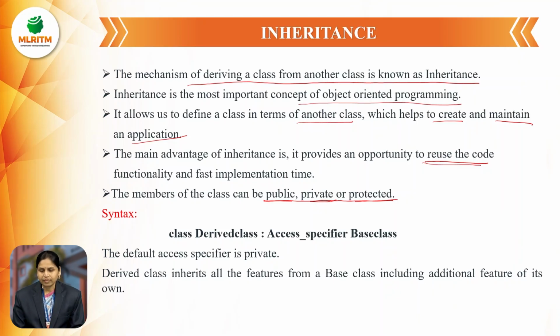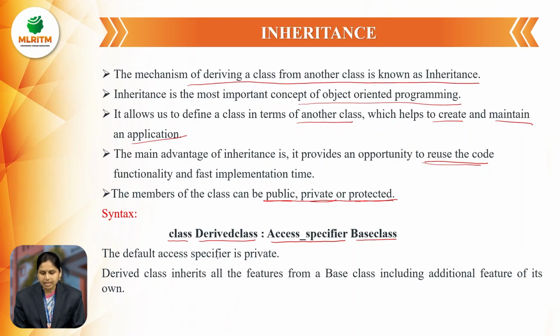So the syntax of inheritance is: first we have to use the keyword class. Next, the derived class, which is the child class, then a colon, then the access specifier. Next, use the base class. Here the base class is the parent class and the derived class is the child class. The derived class is derived from the base class, meaning the child class is derived from the base class. This is the syntax for inheritance in OOPS.